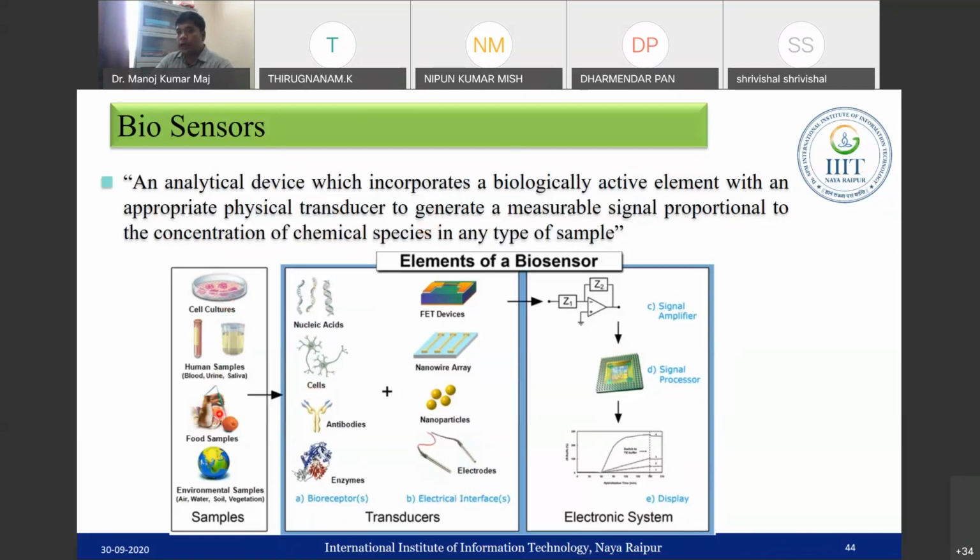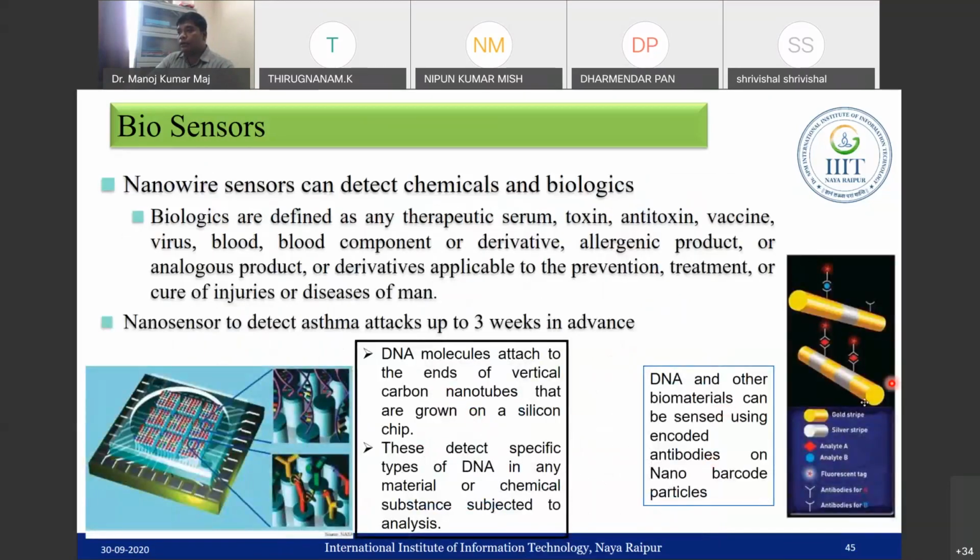These are the different samples that can be present here, and it can be used as transducers and electronic systems. It can be detected as a biosensor. So we can see in more detail how nanobiosensors work, where nanowires can be used as a biosensor. It can be used for different treatments, that is a serum, toxin, antitoxin, vaccine, virus, blood component, and allergenic product, and analogous product, and derivatives applicable to the prevention, treatment, and cure of injuries and diseases of man.